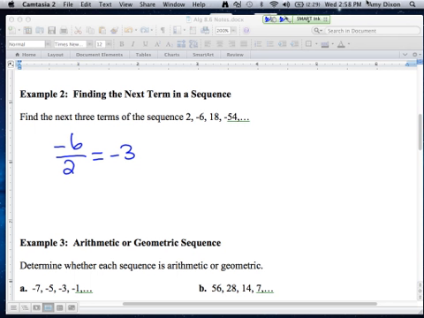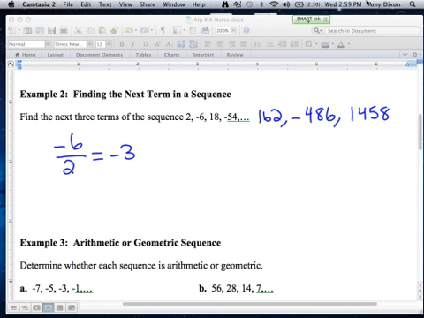So to get the next number in the sequence, we can multiply -54 by -3. And what you will get is a positive 162. And then we multiply by -3 again to get -486. Multiply it one more time by -3 and we get 1,458. When you have to multiply by a negative number, your sign is going to switch every other time. So that's how you can tell if you're doing it right or not.